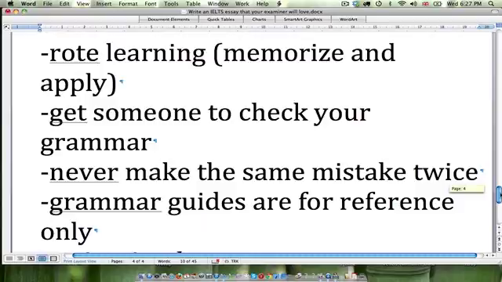A much better strategy is just to look at Band 9 essays and look at the grammar forms that you see in them and then replicate those in your own essays. Okay, so grammar guides are for reference only. Okay, so that's all I have to say for today about that. I hope that lesson helps clarify for you a few strategies that you can take to maximize your personal score on the examination. I encourage you to plant that grammar seed and to watch your IELTS tree grow.